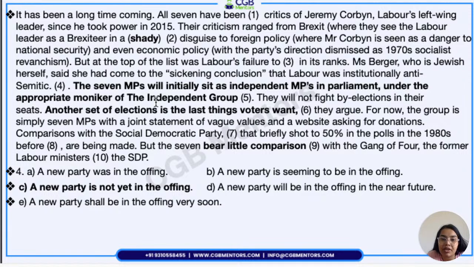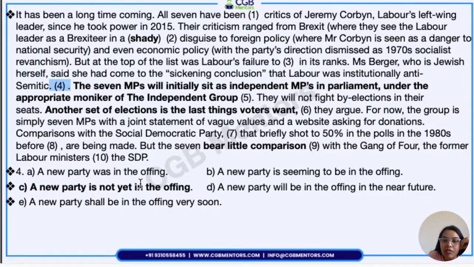The 7 MPs. This was a question of this fourth one, where you were supposed to check: the 7 MPs will initially sit as independent MPs in Parliament under what? Under the appropriate moniker of the independent group. Now, fourth जो जगह खाली है, you can see here there is a full stop and then a blank and then another full stop. That means आपको यहाँ पे एक sentence भरना है.